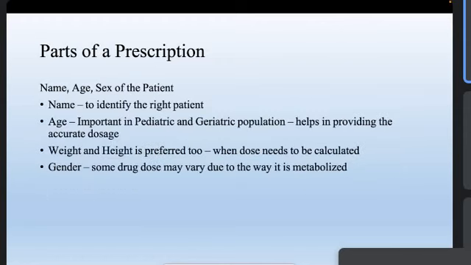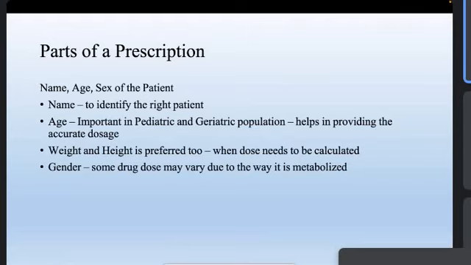Again, next is name. That is fine to identify the patient. Then you have age. This is very, very important in pediatric and geriatric population. Nowadays, we do not have to do any dose calculations, but earlier days, it was just given to the pharmacist. The pharmacist will do the dose calculation and accordingly get approval from the doctor to dispense it. Weight and height, it is preferred but usually not given, and this is usually seen only in obese patients.